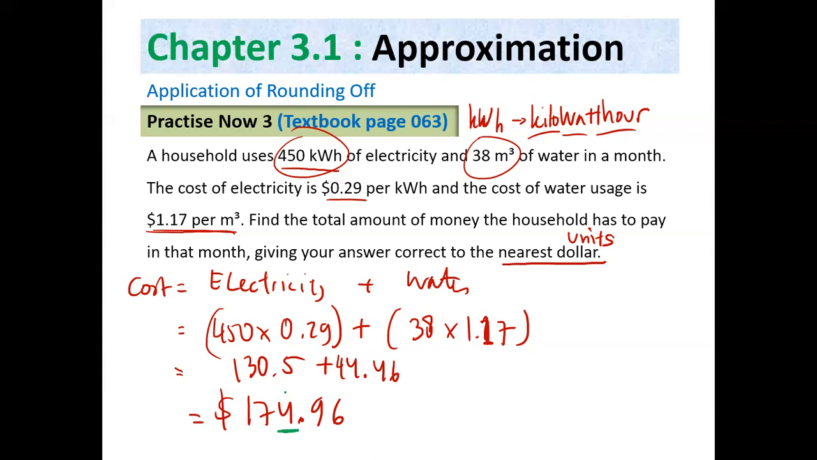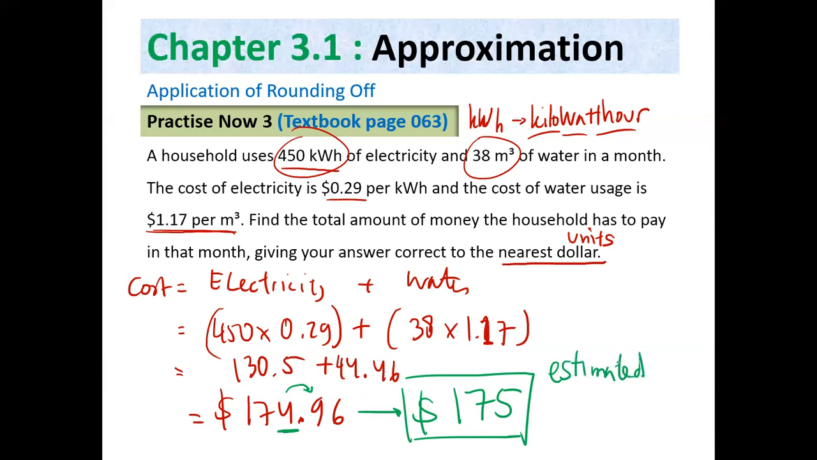Look at the next number. 9. Increase the 4. Right. So it has to be $175. So this is an estimated value. It's not the real value, but it's estimated. Okay. Or the rounded number.